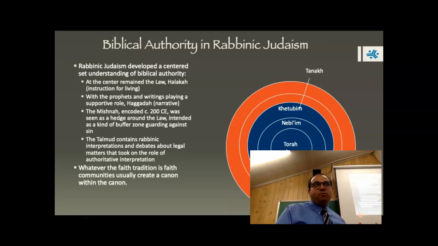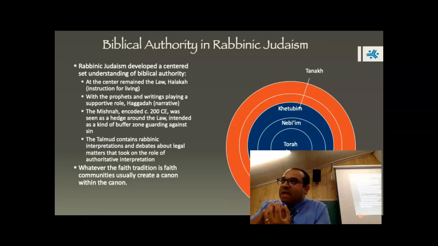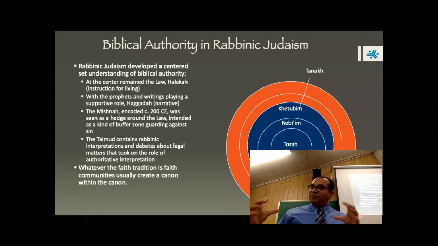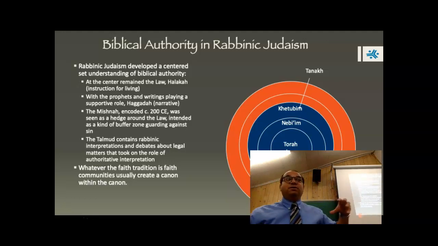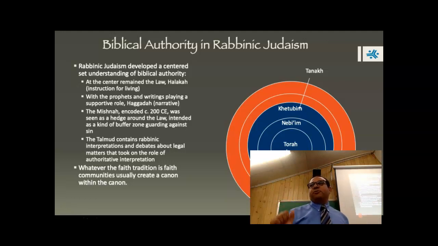The point that we need to start thinking about, whatever the faith tradition is, is that faith communities usually create a canon within the canon. When you think about your own church and your own reading of the Bible, there are things that you put at the center and things you kind of put outside of the center a little bit, not because they're not important, but in your spirituality and in your denomination and in your congregation, they do not play the central role or the central part.